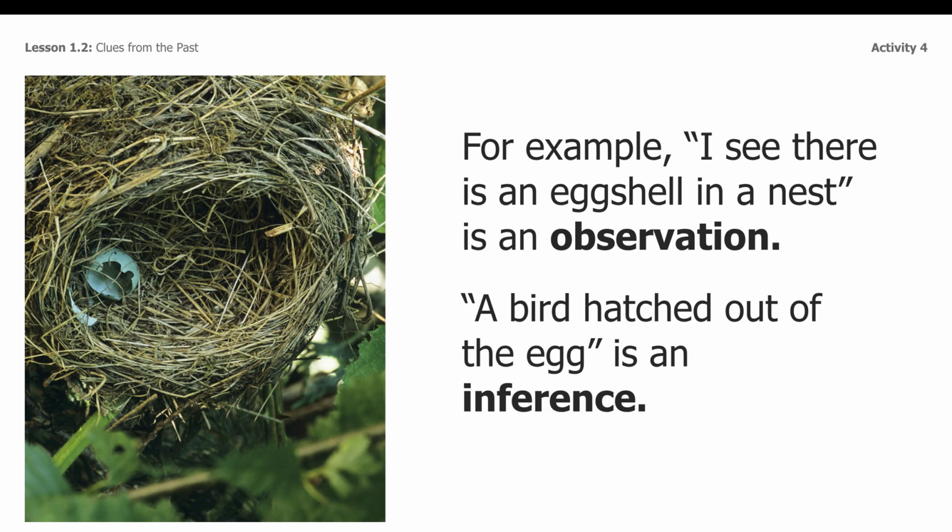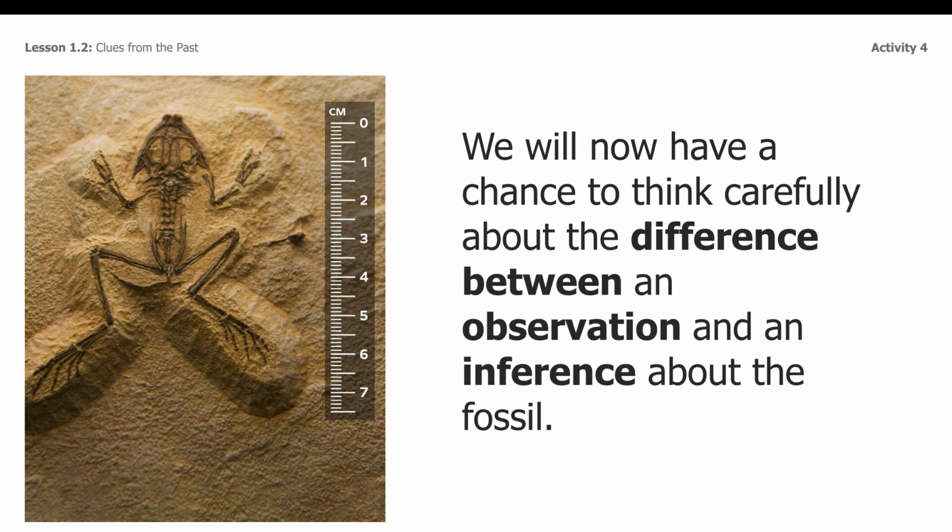So here's an example. I see there's an eggshell in a nest. That's an observation. And the inference is that a bird hatched out of the egg. Based on what you know about birds hatching, you were able to tell just from that picture. That's your inference. In the previous video, I also mentioned that another valid inference might have been that a predator ate the egg. So we'll now have a chance to think carefully about the difference between an observation and an inference about the fossil.